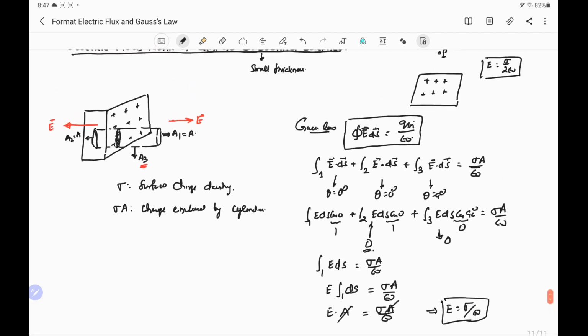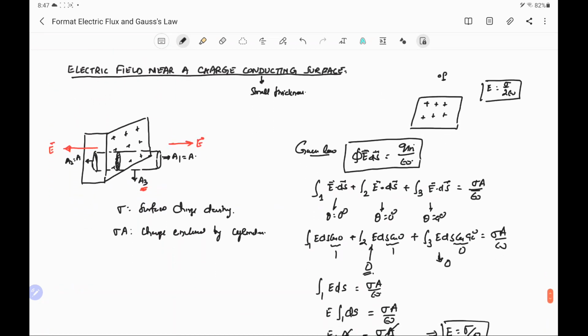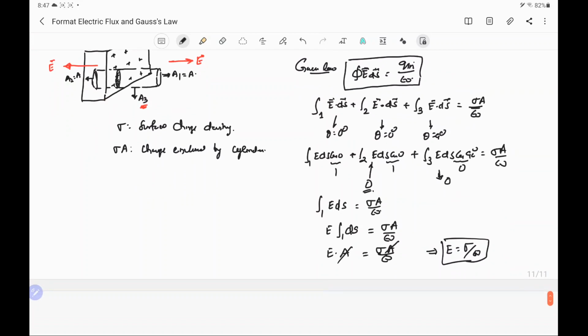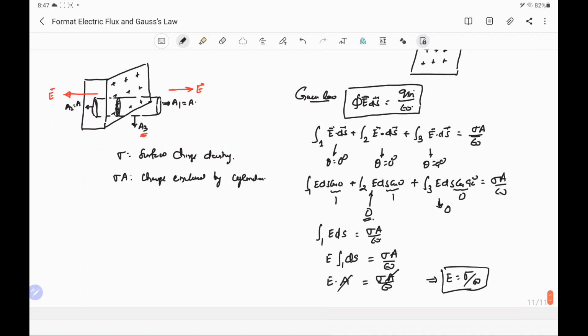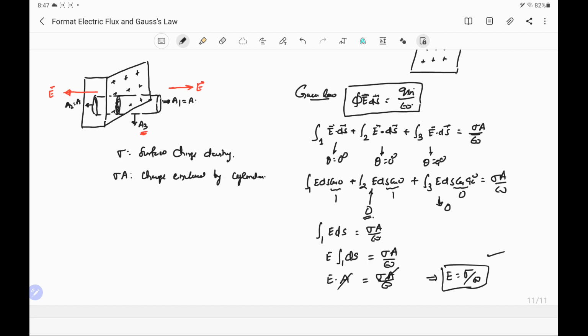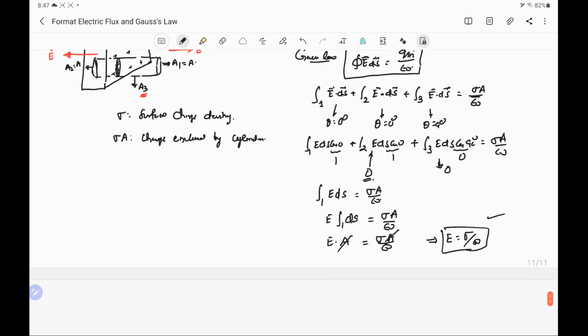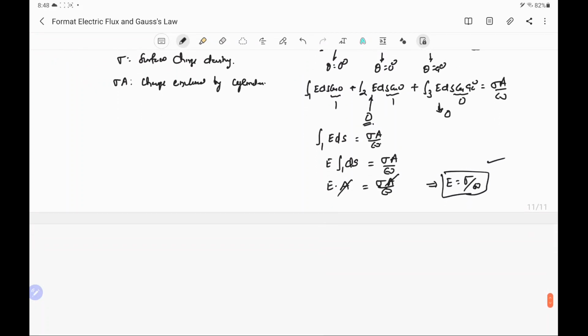Therefore, earlier we found for the infinite sheet which has thickness 0, E was sigma by 2 epsilon naught. But now we have used a conducting sheet surface which has some thickness, and inside the conductor the field is 0. So the field due to the conducting sheet or surface is E equal to sigma by epsilon naught. It is twice the earlier case, and it is distance independent. It is uniform all over the space.